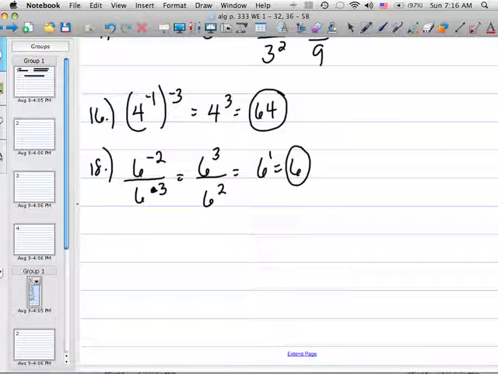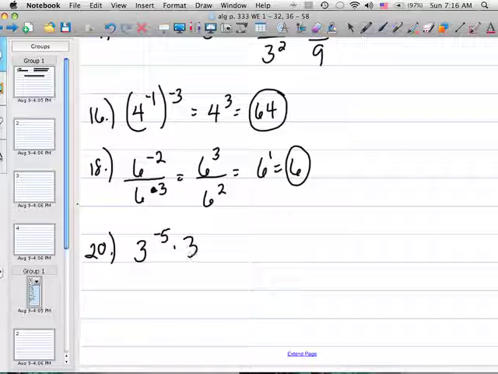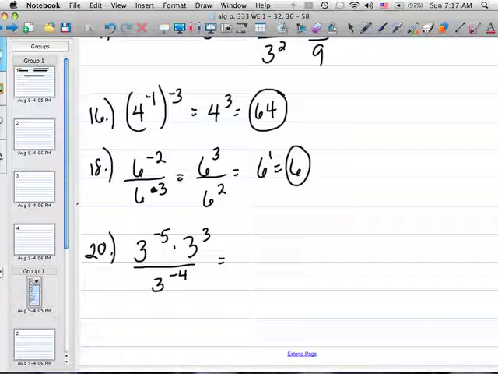So I'm going to be doing that from now on. Number 20, we have 3 to the negative 5 power times 3 to the 3rd power over 3 to the negative 4 power. I'm going to get rid of all the negative powers by flipping their positions. So 3 to the 3rd stays right where it's at because it's positive. 3 to the negative 4 is going to move up. It'll be 3 to the 4th since I moved it up. And 3 to the negative 5 power is going to come down.